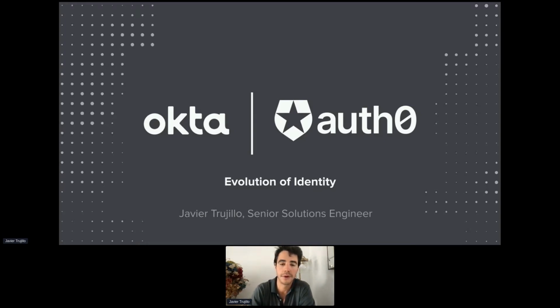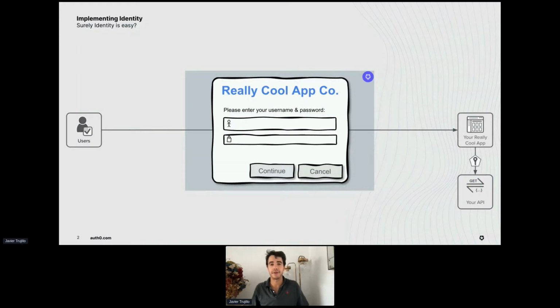Okay, so let's start with the basics of identity, right? So what is identity? In a nutshell, you can think about digital identities as a set of attributes that define the entities in the digital world. And in that definition, there is who they are and what they can do, so that they can ultimately authenticate into your systems, and they can also make use of your resources and APIs.